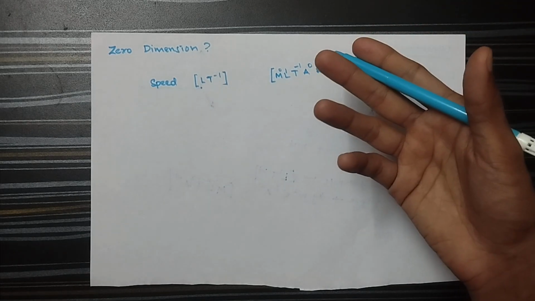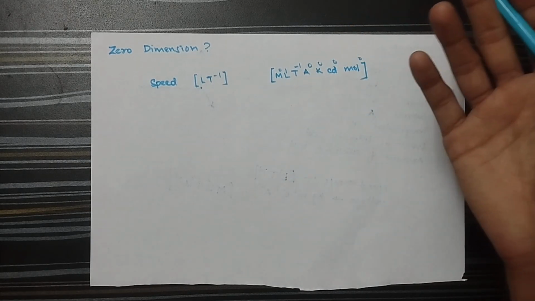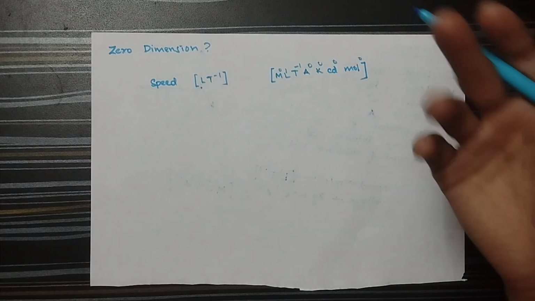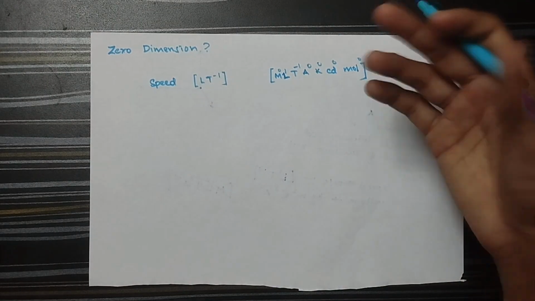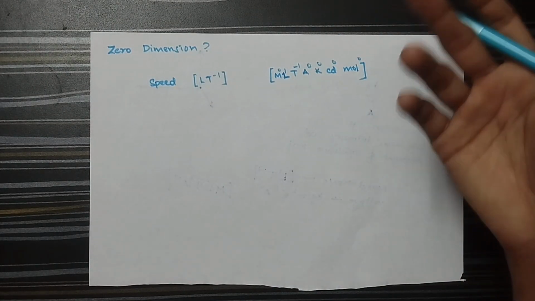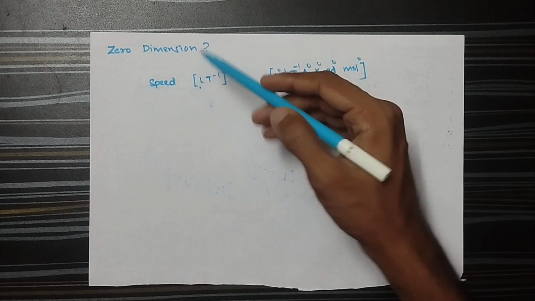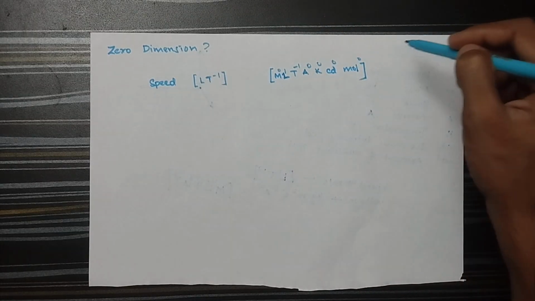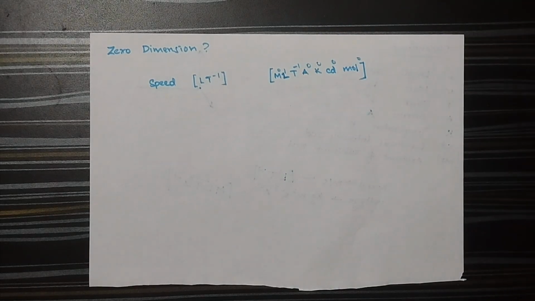So it's not dependent on mass. The speed of an object is not dependent on the mass of the object. It's not dependent on the current flowing through that object. It's not dependent on the temperature of the object. It's only dependent on the length, the distance which it traveled, and the time it took to travel that much distance, right? So for speed we write L t raised to minus 1, and it is understood that the other fundamental quantities are raised to 0, hence they are in zero dimension with those quantities.